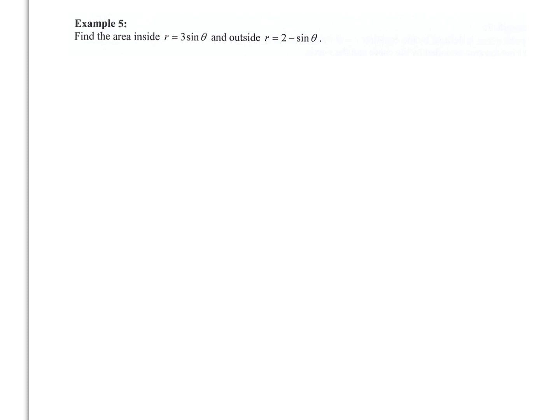Here we go, polar area, day 2. So we're going to find the area inside r equals 3 sine theta and outside of r equals 2 minus sine theta. And on these, we need to draw pictures, okay? We need to figure out what's going on with these problems. So what is this r equals 3 sine theta? What is that?